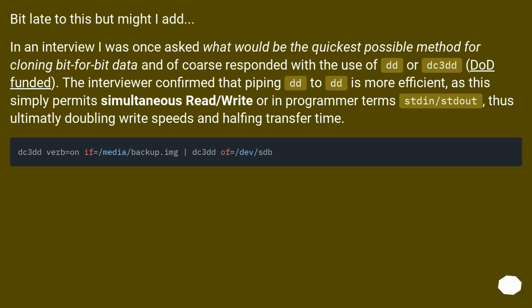Bit late to this, but might I add? In an interview I was once asked what would be the quickest possible method for cloning bit for bit data, and of course I responded with the use of dd or dcfldd. The interviewer confirmed that piping dd to dd is more efficient, as this simply permits simultaneous read/write, or in programmer terms stdin/stdout, thus ultimately doubling write speeds and halving transfer time.